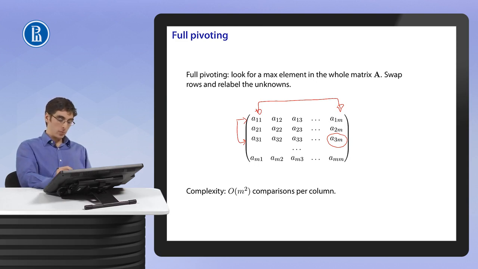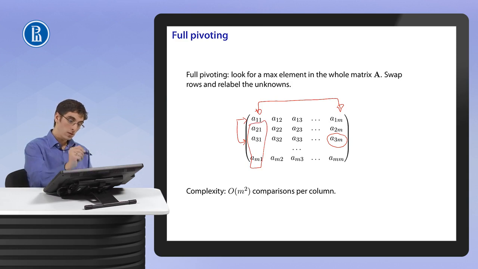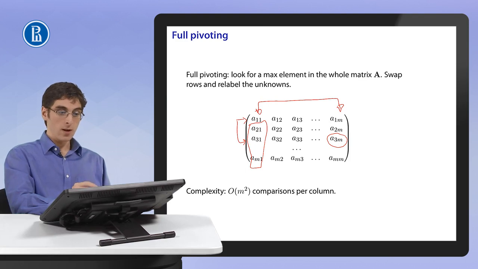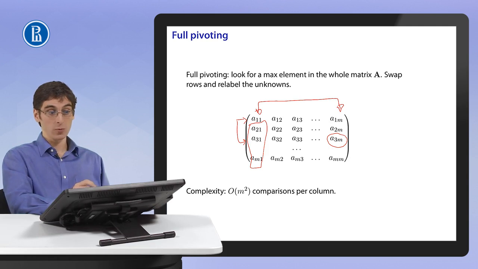This is not very cheap, because for each column you need to do of the order of m square comparisons. And this is comparable to the complexity of eliminating the elements from the column. Because of this complexity, full pivoting is very rarely used. Normally you would use full pivoting only if partial pivoting fails, and most likely if partial pivoting fails, you have a much bigger problem which full pivoting will not solve anyway. You need to change the algorithm.